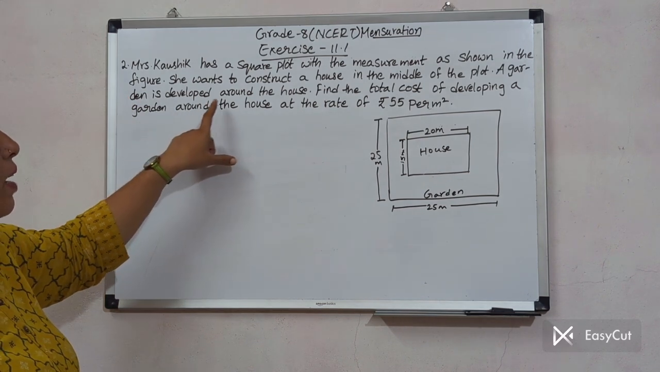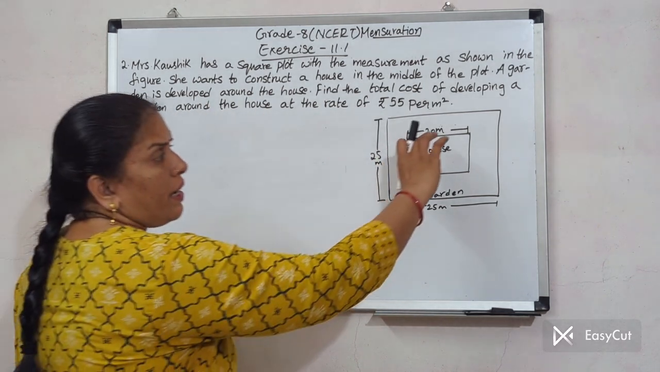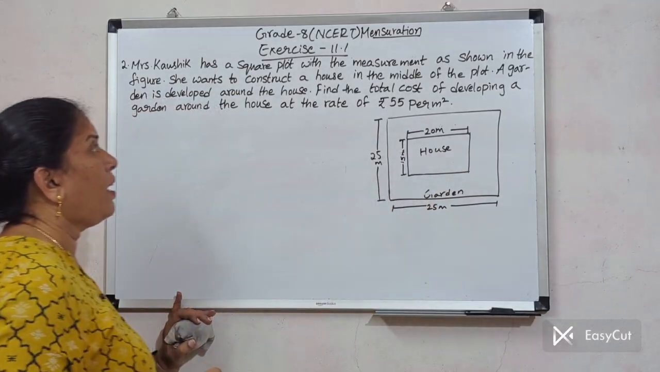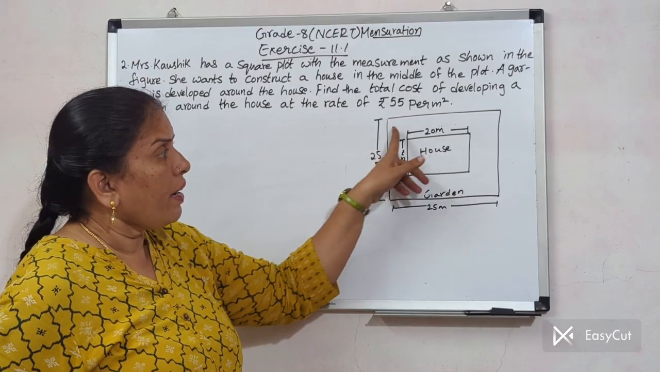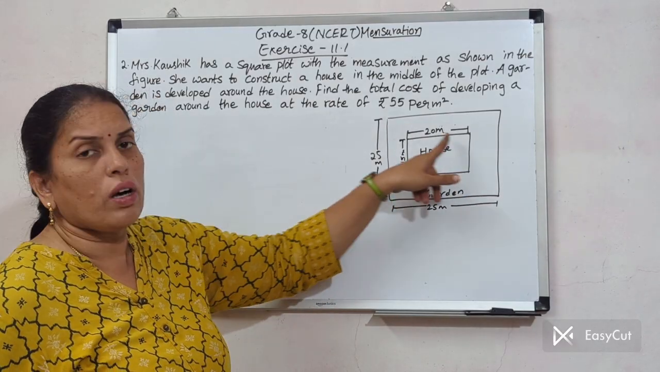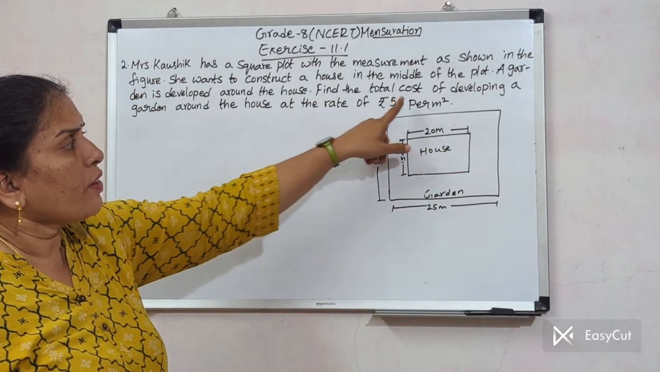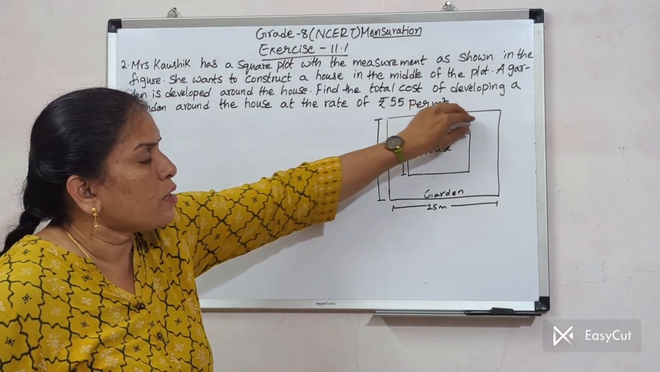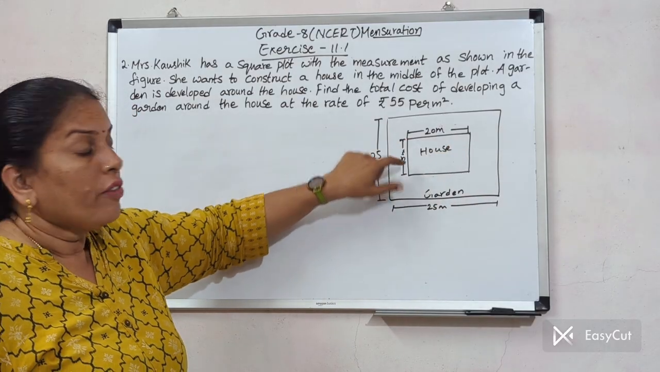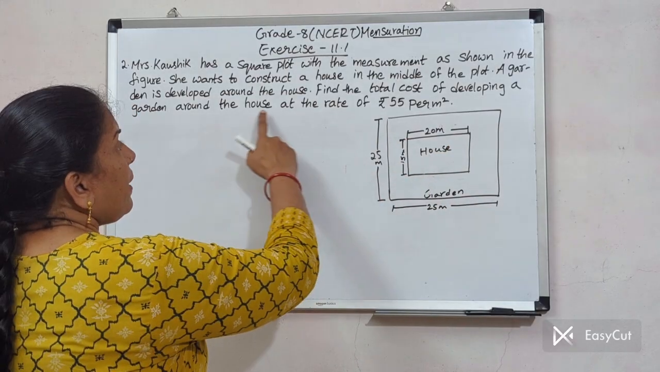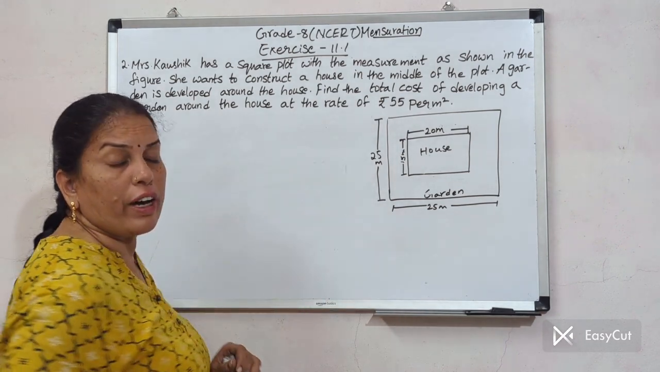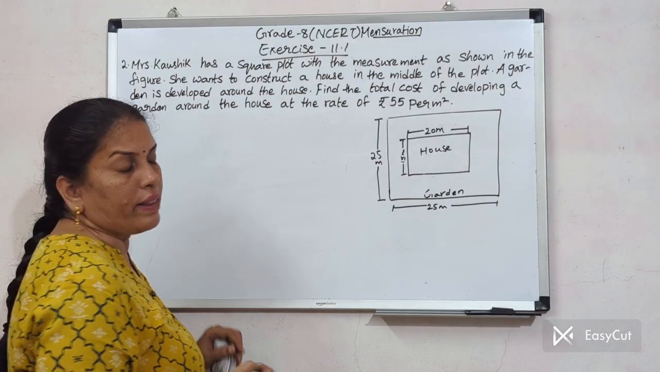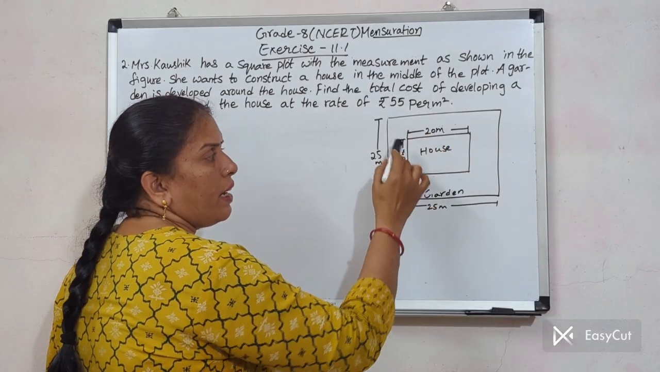A garden is developed around the house. See here, a house they constructed. Around the house, a garden is developed. See, this empty space is there now. Here she wants to develop a garden. Find the total cost of developing a garden around the house. For developing the garden, the rate is 55 rupees per meter square. 1 meter square is 55 rupees. That means she wants to develop the garden here. How much cost?